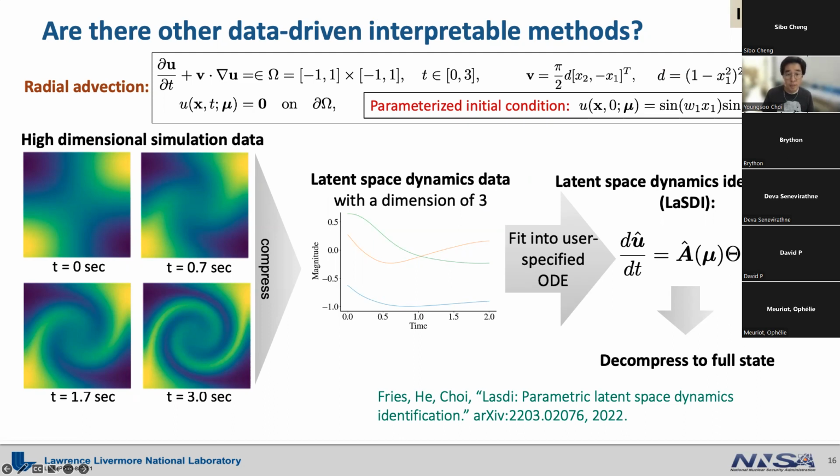This is exactly what the LaSDI does, which stands for latent space dynamics identification method. A SINDy-type sparse regression technique can be used to fit the latent space data to a user-defined ODE. But we do not enforce sparsity when we do the regression, because our main motivation is not to come up with an ODE with sparse terms, but to best fit the data to given ODEs by minimizing the error. This approach is again interpretable because our latent space dynamics model has a familiar ODE form.